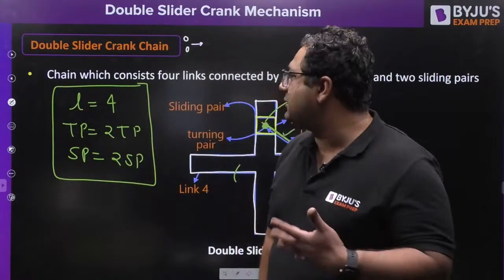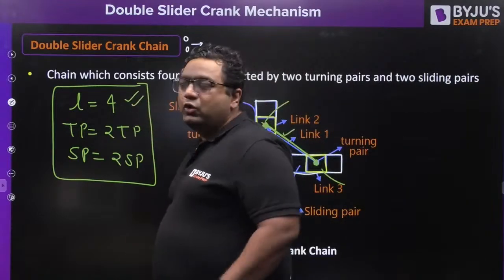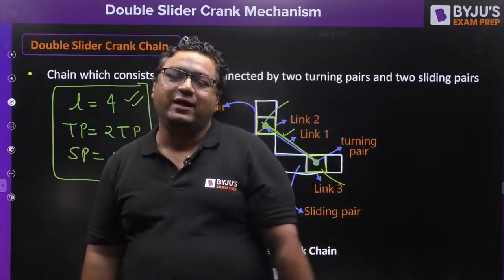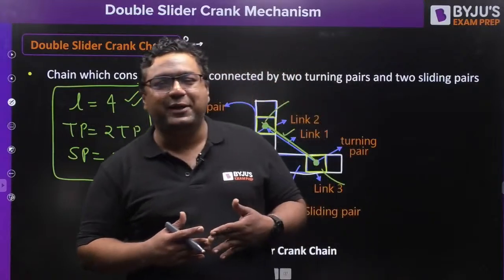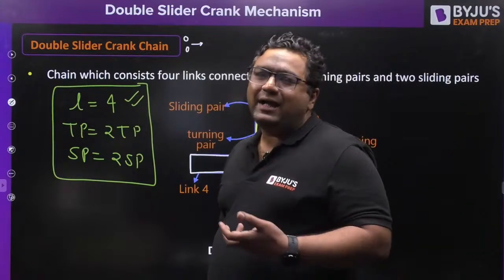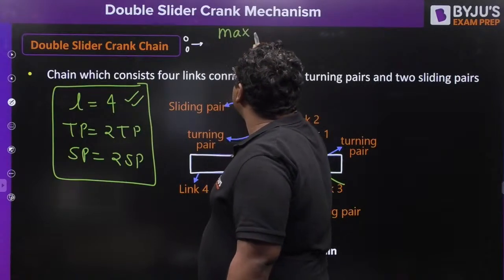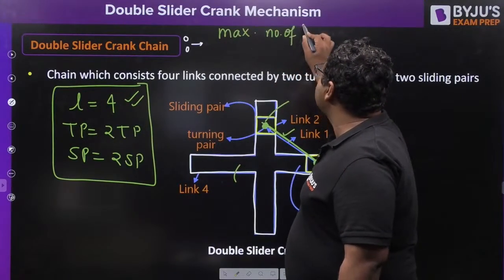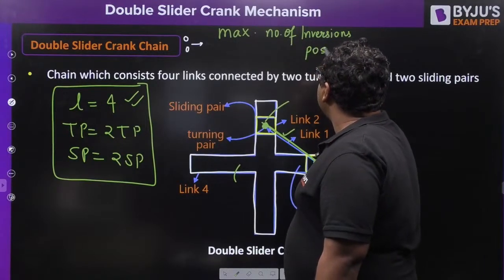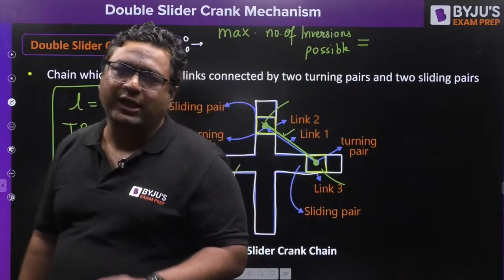When we say double slider crank chain, there are 2 sliders, and the total number of links is 4. When we have a kinematic chain and want to make a mechanism from it, we need to fix a link of the chain. When I am going to fix a link of the chain, I have 4 options. So if I ask you what is the maximum number of inversions possible for this double slider crank chain, what would be your answer?